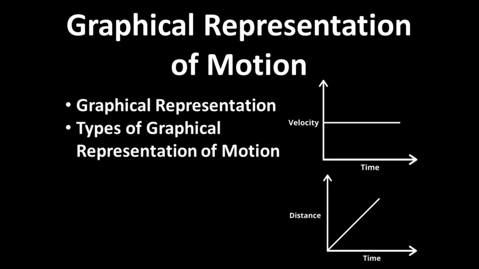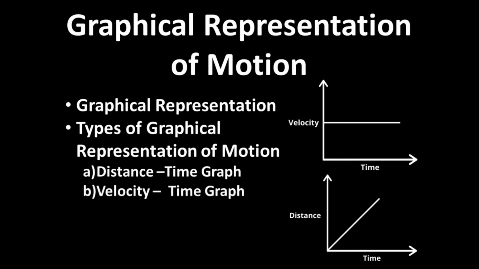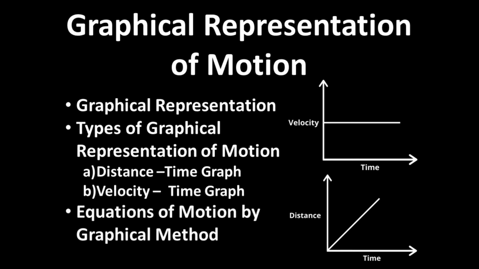types of graphical representation of motion, which are of two types. Firstly, distance time graph, and second, velocity time graph. And finally, we will discuss equations of motion by graphical method.